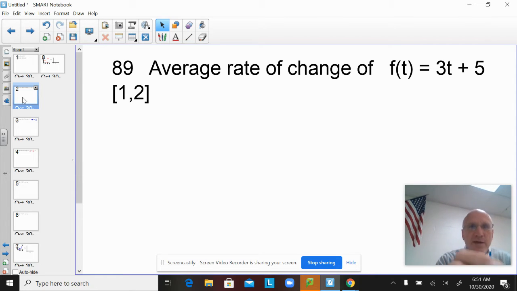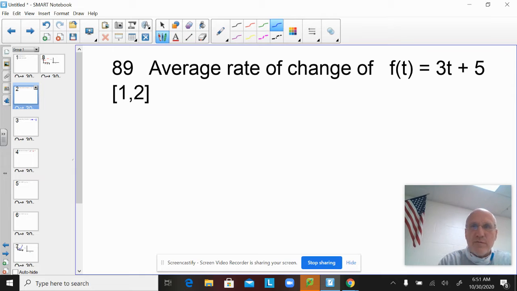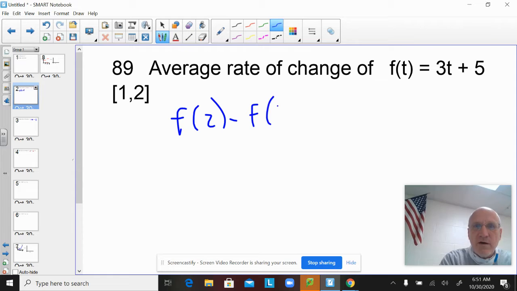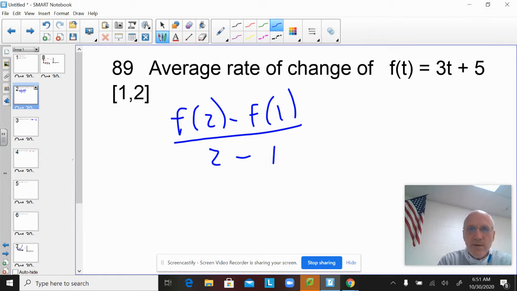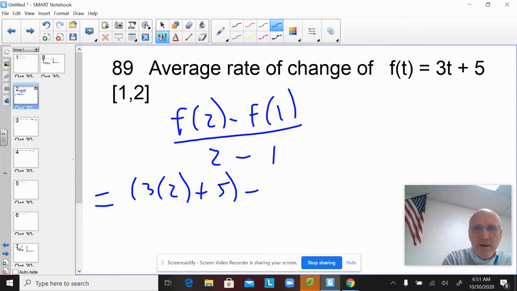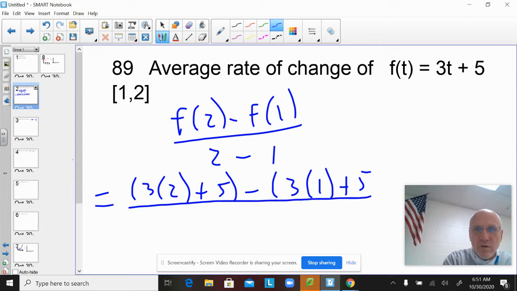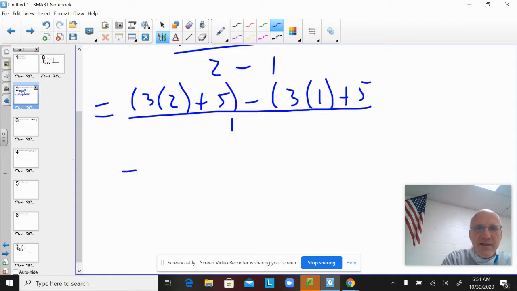So in order to do this function on this interval from 1 to 2, you know that I need to do f of 2 minus f of 1 over 2 minus 1. Now I just got to be careful doing some arithmetic here. This is 3 times 2 plus 5 minus 3 times 1 plus 5 all over 1, really, because that's 2 minus 1. And that is 6 plus 5 is 11 minus 3 plus 5 is 8 over 1. Turns out to be 3. The average rate of change is 3.